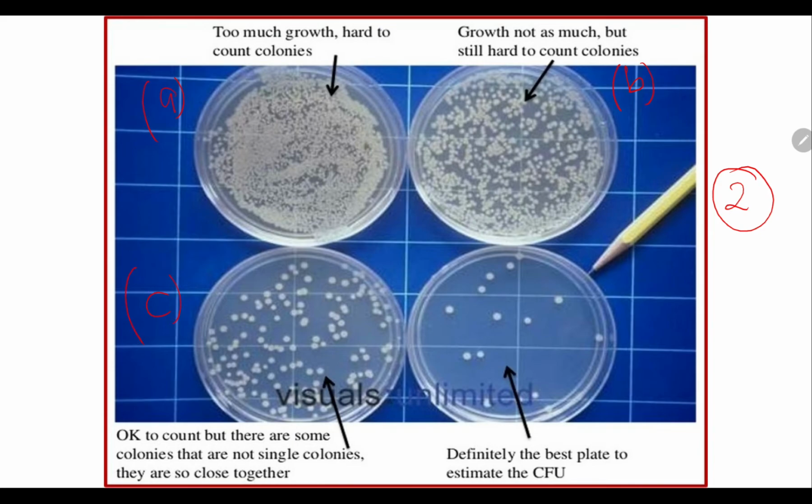Plate C is better, way better than plate A and plate B. But if you can see, some of the colonies are close together. So how do we know how many single colonies there actually are? It's quite difficult. Then plate D is the most ideal one. We can count 1, 2, 3, 4, 5, 6, 7, 8, 9, 10, 11, 12, 13, 14, 15. Then we can report there are 15 single colonies in this plate.